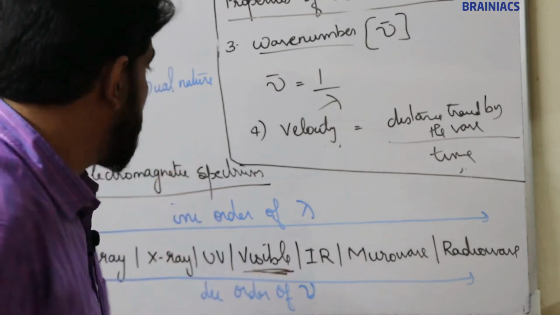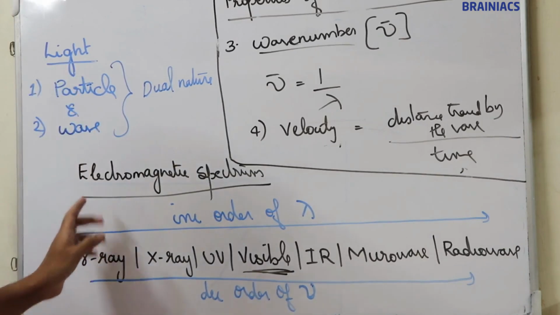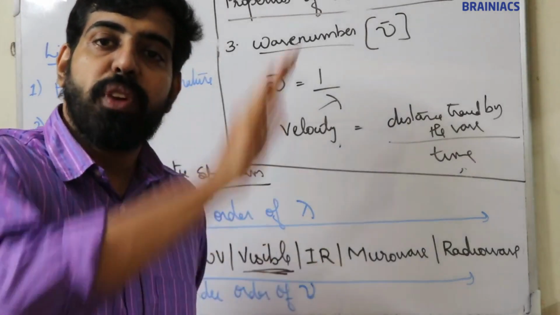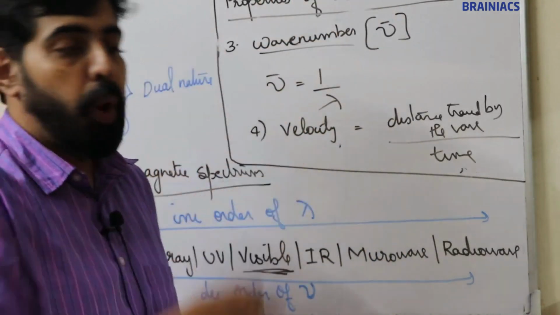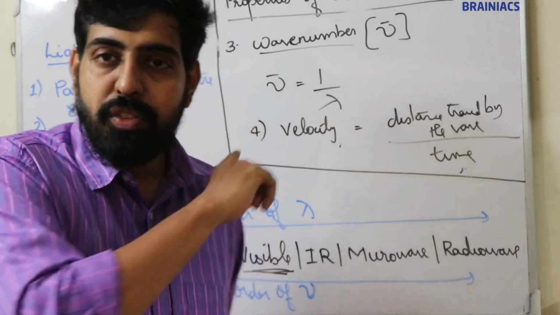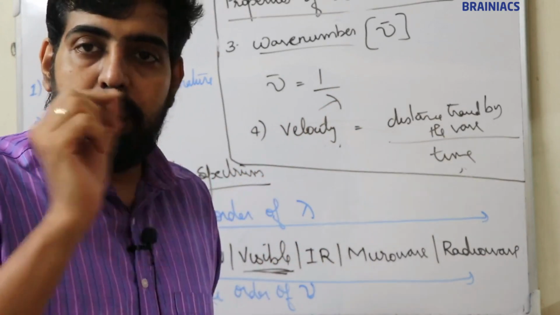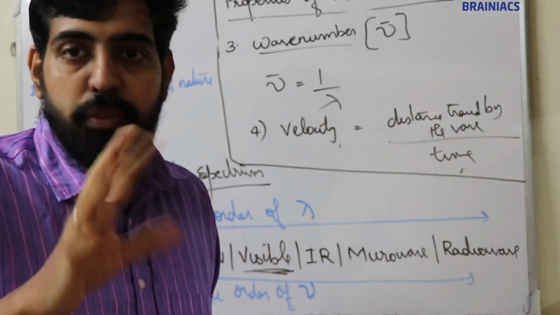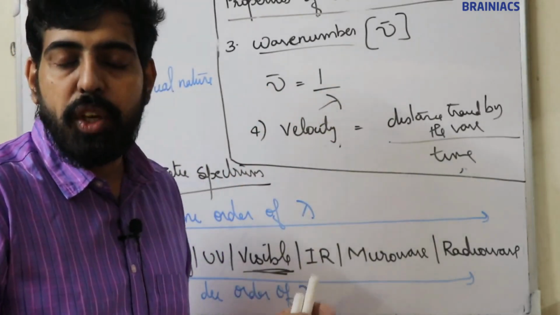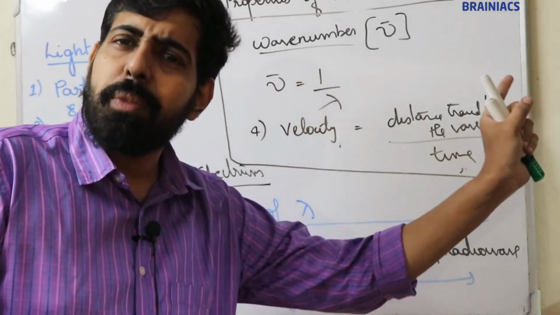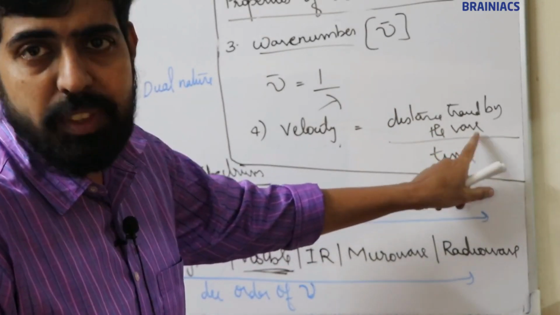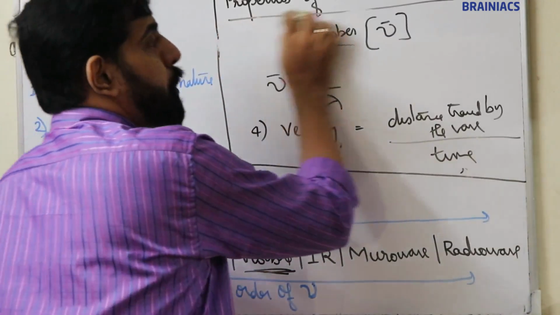All electromagnetic radiation, light is an electromagnetic radiation. Electromagnetic radiations always travel in the form of transverse wave. For transverse wave, the properties are wavelength, frequency, wave number, velocity, etc. Wavelength is the distance between two consecutive crest or trough. Frequency is the number of waves passing through a point per second. Wavelength and frequency are related by nu equals c by lambda. Wave number is the reciprocal of wavelength: nu bar equals 1 by lambda. Velocity is the distance traveled by the wave per time, and time is expressed in second. SI unit is second.